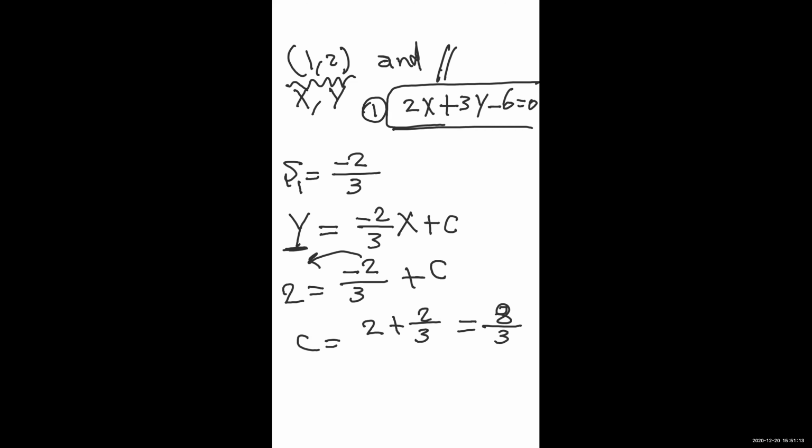Okay? I just converted this one into a fraction, guys. 2 I converted into a fraction, so the denominator will be 3. Of course it's 6 over 3, right? 6 over 3 plus 2 over 3 is 8 over 3. Now the equation will become like this: y will equal negative 2 over 3 x plus 8 over 3.